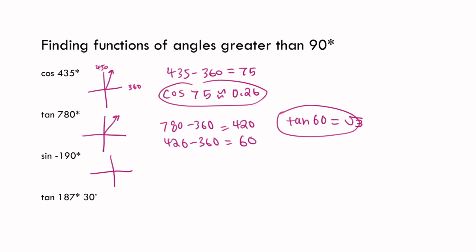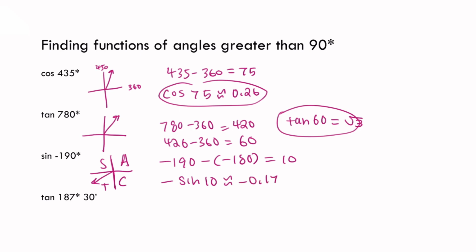To find the sine of negative 90, we know that it's somewhere in the third quadrant. So according to All Students Take Calculus, it's going to be a negative function. To find the reference angle, we can just do 190 minus negative 180, and we get 10. So negative sine of 10 is approximately negative 0.17.